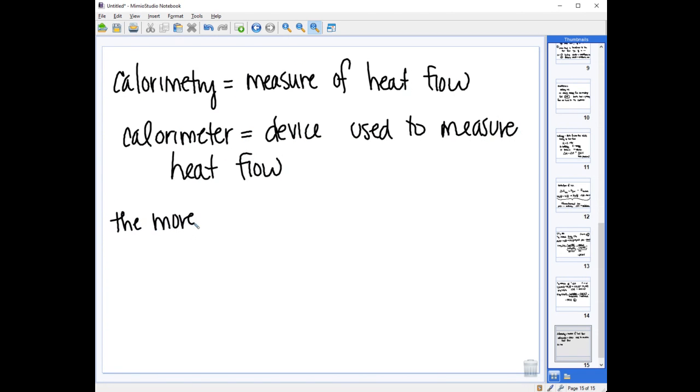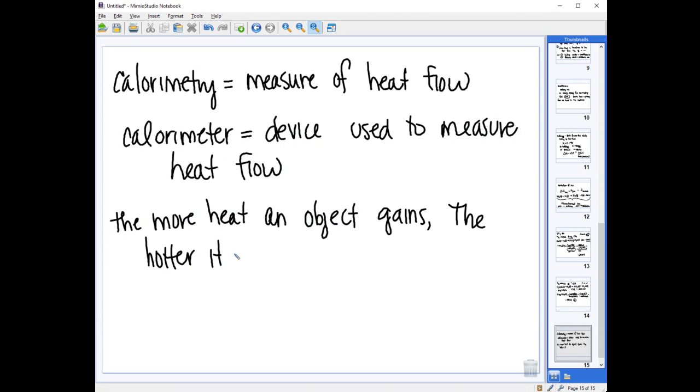The more heat an object gains, the hotter it gets. We all agree with that? The more heat an object gains, the hotter it gets. We can measure that with the temperature or with the thermometer, right?